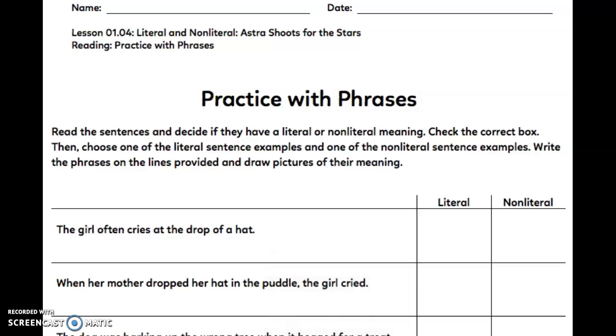This is the activity Practice with Phrases. Please start by putting your name and today's date at the top. Read the sentences and decide if they have a literal or non-literal meaning. Check the correct box. Then choose one of the literal sentence examples and one of the non-literal sentence examples. Write the phrases on the lines provided and draw pictures of their meaning.